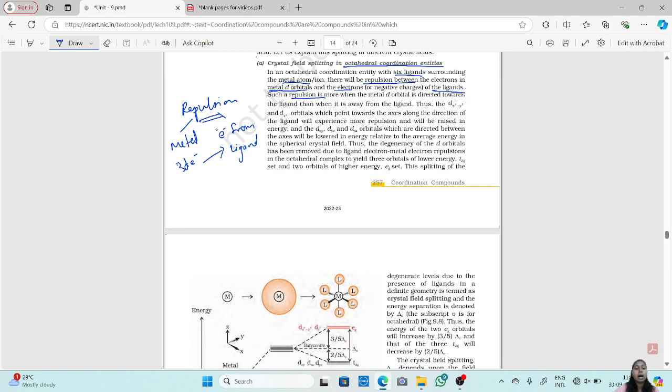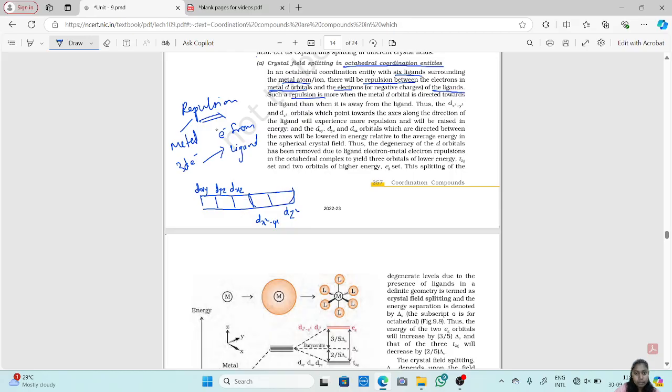So how many d orbitals do we have? We have 5 d orbitals, right? What are they? They are dxy, dyz, dxz, and then we have 2 more: dx square minus y square and dz square.